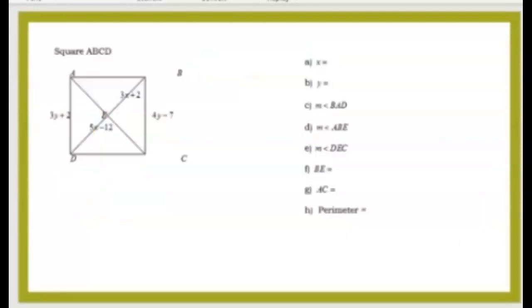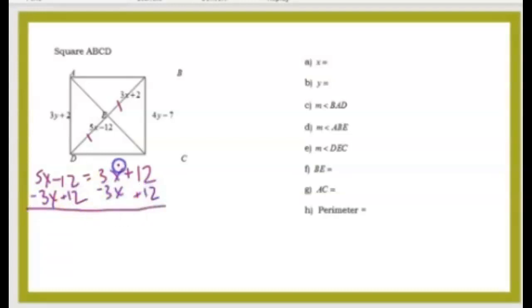So let's try one. Let's find the value of x. So we have our diagonal here. We know that these parts are equal. So let's just go ahead and set them equal. We can solve for x. Subtract 3 from both sides and add 12. We're kind of doing 2 steps in one here. So we get 2x equals 24.